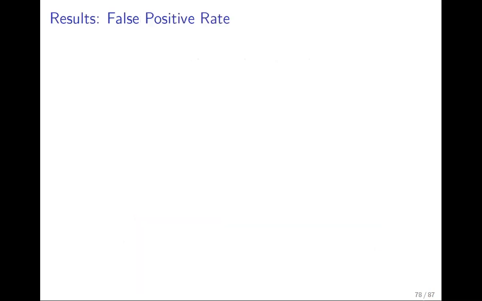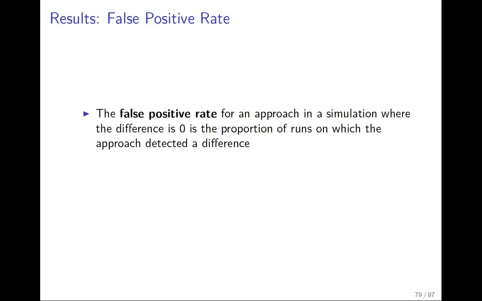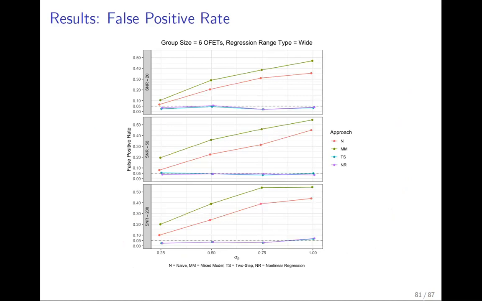We evaluated the modified versions of the 4 approaches on 2 measures, false positive rate and power. The false positive rate for an approach, in a simulation where the difference in mean slope is 0, is the proportion of runs on which the approach mistakenly detected a difference. The false positive rate should be around 0.05 since we reject the hypothesis of equal mean slopes if the p-value is below 0.05. This plot shows the false positive rate results for the simulations where the group size was 6 OFETs and the regression range was wide.